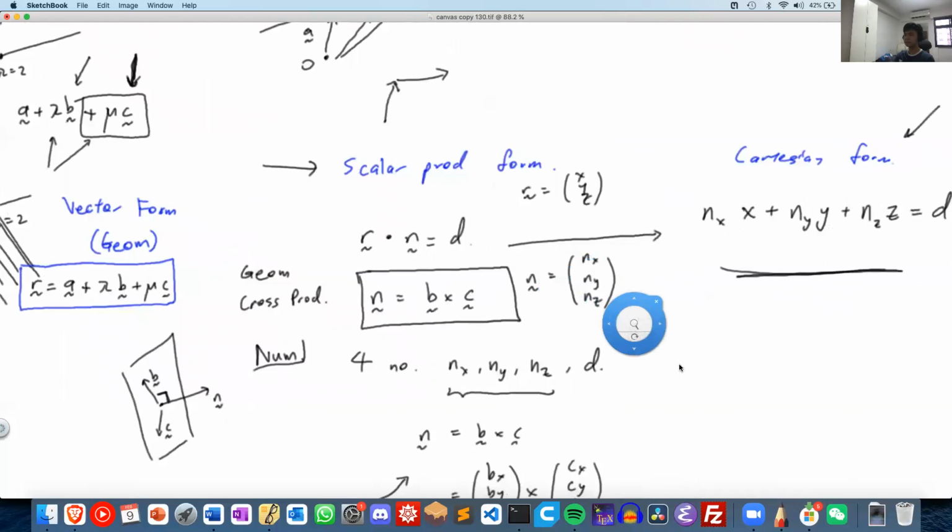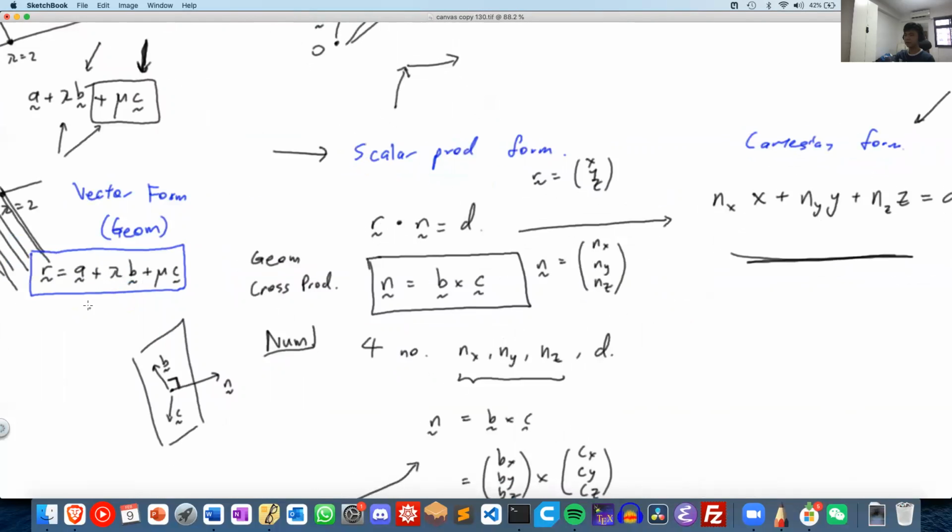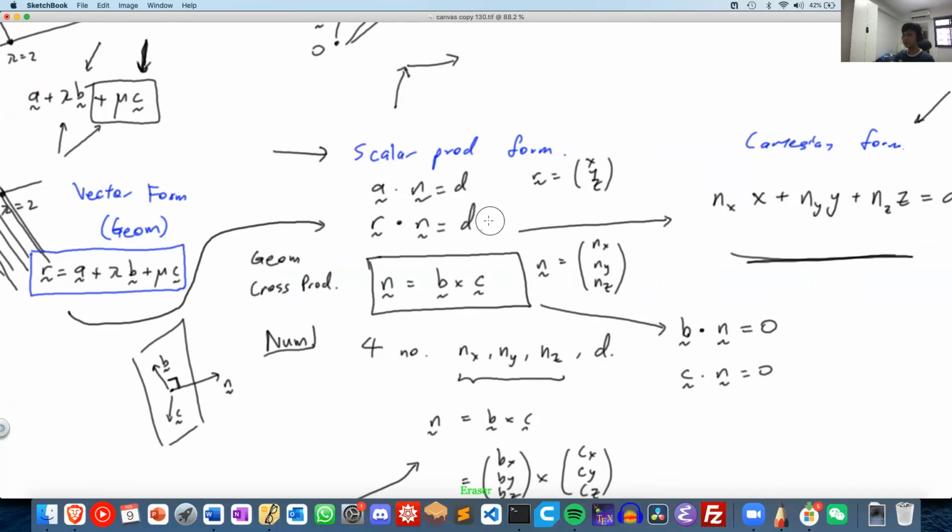Then after that, we take our r and we dot it with n, and it equals a constant. How can we find this constant? We can take any point on the plane. In fact, because n equals b cross c, you can check that b dot n equals 0 and c dot n equals 0. So if we substitute the vector form into this equation, we get a dot n equals d. So another way to write d is a dot n.